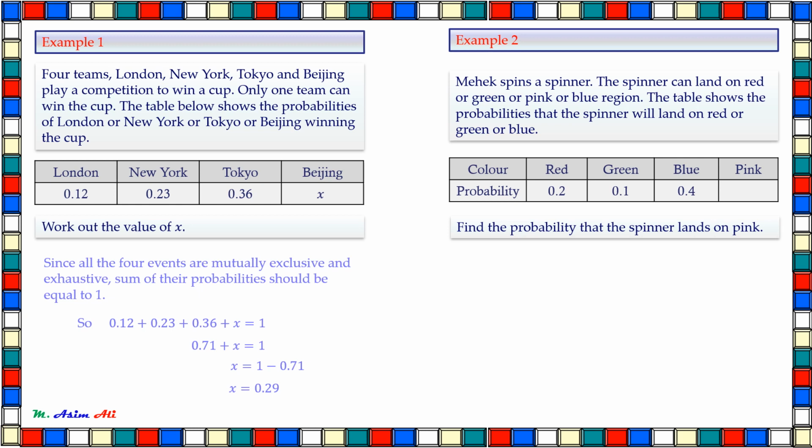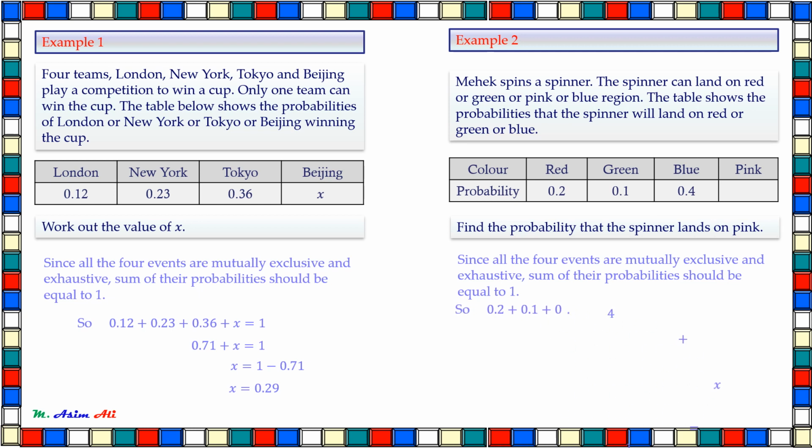The sectors or the areas of red, green, blue, pink are not equal. That's why the probabilities are different, and we have to find the probability of the spinner landing on pink. Since all these four events are mutually exclusive and exhaustive, the sum of their probabilities should be equal to 1, and we will suppose that the probability of the spinner landing on pink is x, and we will add up all the probabilities including x and put the sum equal to 1. Now 0.2 plus 0.1 plus 0.4, we'll add these three numbers, and the answer will be 0.7.